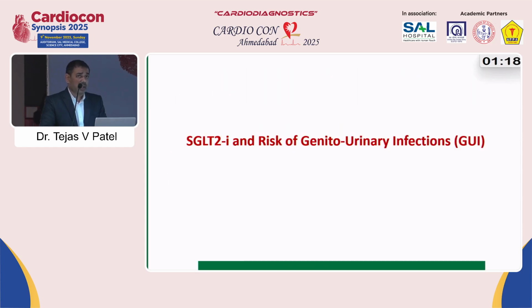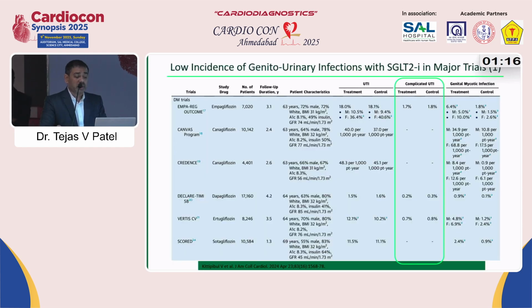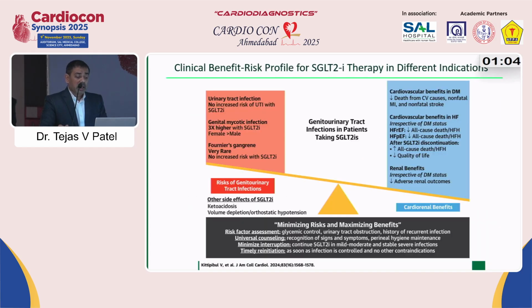And the last point, which is very, very important and relevant, is genitourinary infection, which has been found in almost all trials, but there was not much statistical difference of this particular complication in comparison to the control arm. The most important thing is that there is no increased risk of UTI with the SGLT2 inhibitor in comparison to the placebo, but genital mycotic infections are 3 times higher with the SGLT2 inhibitor, specifically in female patients. So this is very, very important. Fournier's gangrene and other rare, serious complications are very, very rare. If we see the cardiovascular benefit of this molecule, these side effects are very, very negligible.